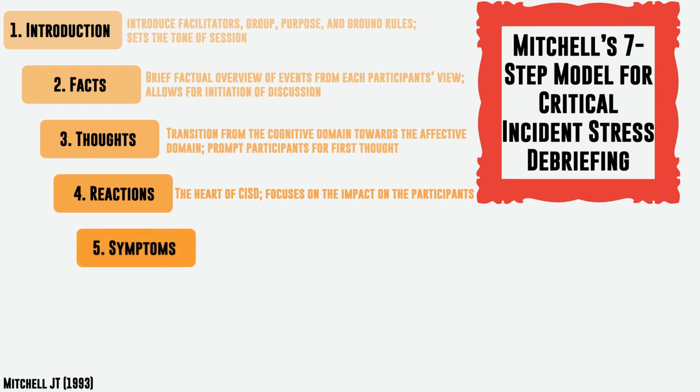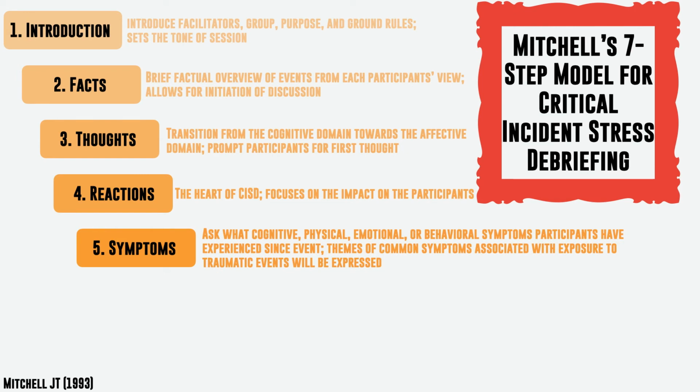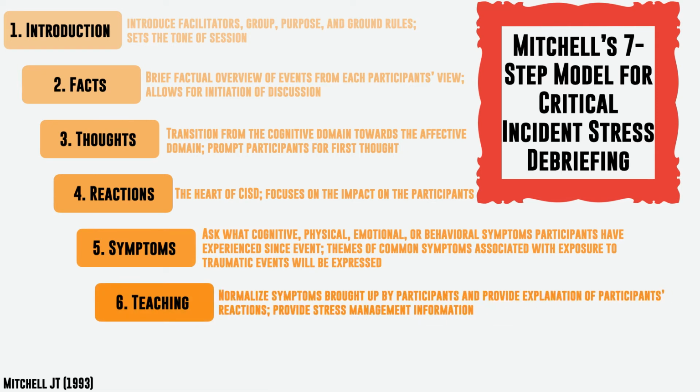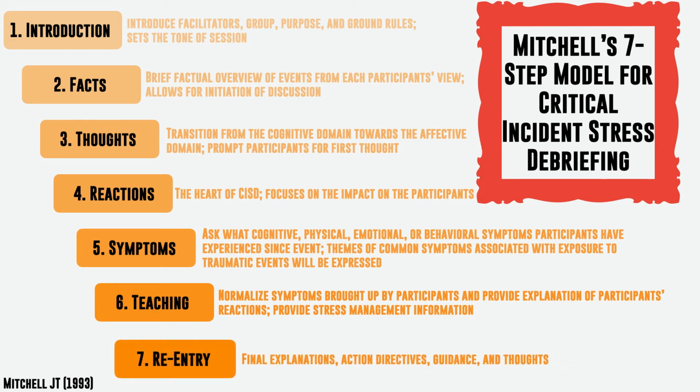Step 5, Symptoms. The facilitator is going to ask what cognitive, physical, emotional, and behavioral symptoms participants have been experiencing since the event, and they're going to note that themes of common symptoms associated with exposure to traumatic events will be expressed during this stage. Step 6, Teaching. The facilitator will normalize the symptoms brought up by participants and provide explanation of participants' reactions. This is going to provide some stress management information that participants can incorporate into their own lives. Step 7, Re-entry. Final explanations, action directives, guidance, and thoughts.